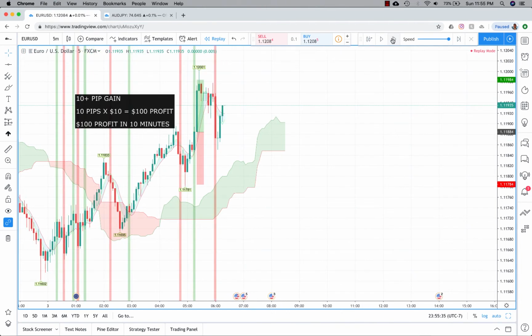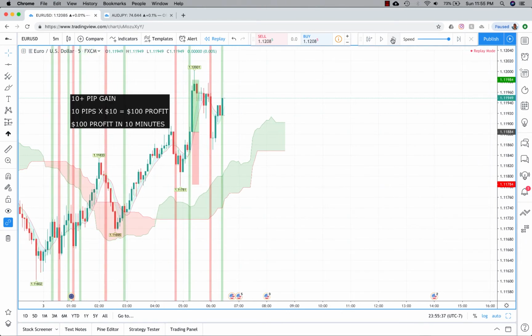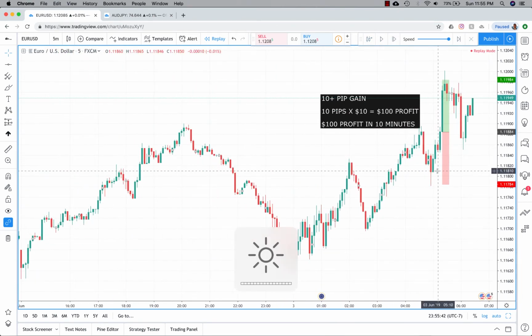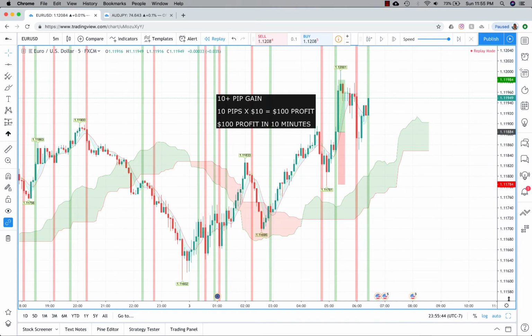Alright, so there's a sell signal. Now we're waiting for a buy signal. There we go. Alright, so the same requirements. We got a buy signal there.